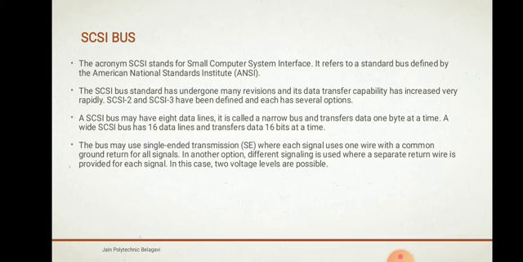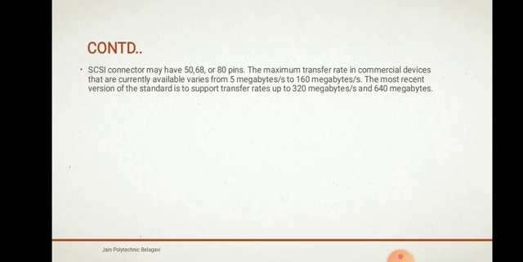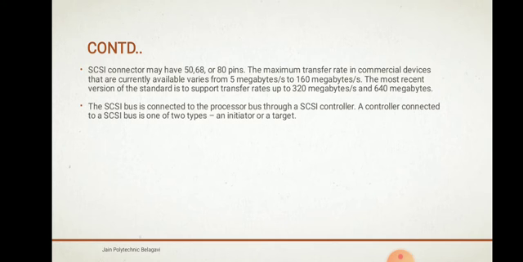The bus may use single-ended transmission, where each signal uses one wire with a common ground return for all the signals. In another option, differential signaling is used, where a separate return wire is provided for each signal. In this case, two voltage levels are possible. Now, a SCSI connector may have 50, 68 or 80 pins. The maximum transfer rate in commercial devices currently varies from 5 megabytes to 160 megabytes per second. The most recent version of the standard supports transfer rates up to 320 megabytes and 640 megabytes per second.